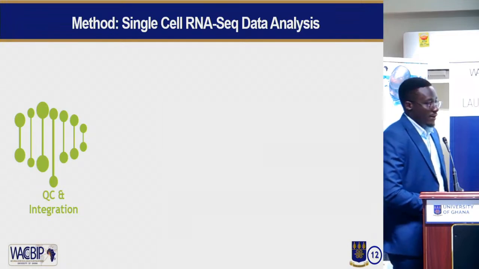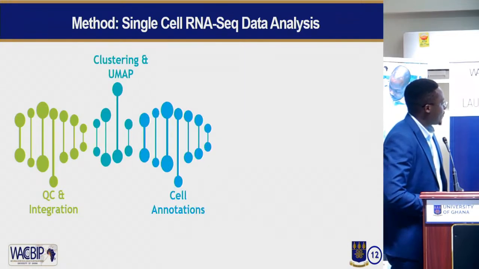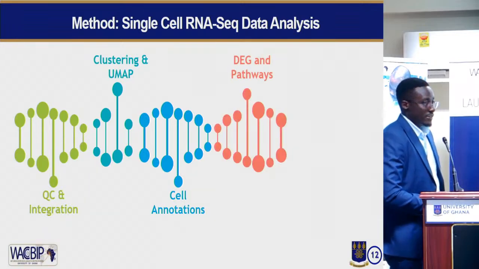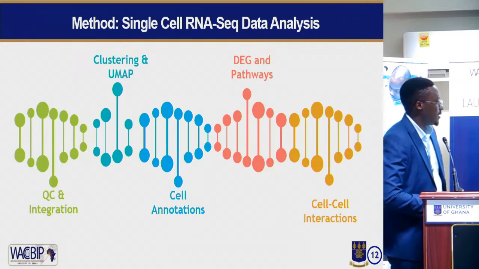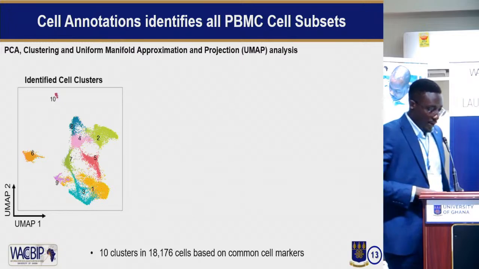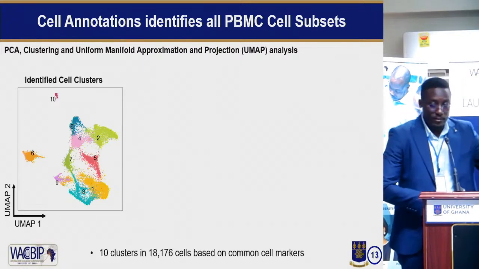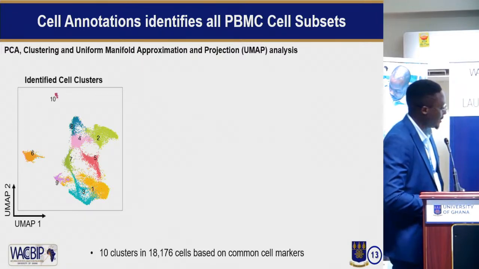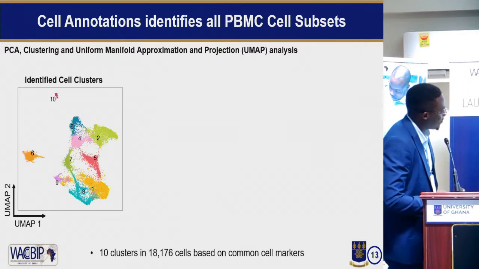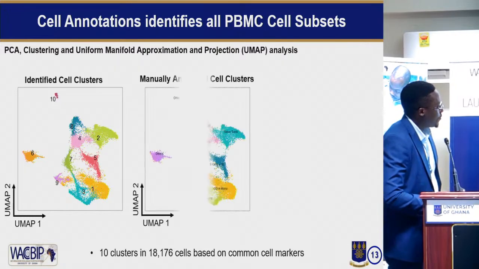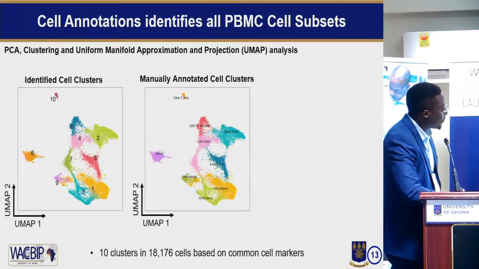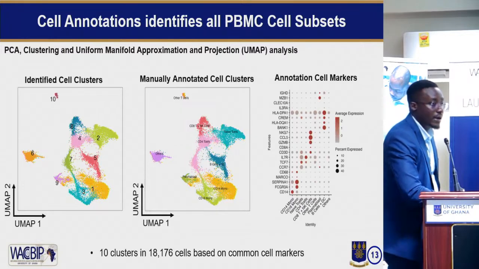In terms of the bioinformatic analysis, we did a bit of QC, we did clustering of these cell types, we did cell annotation, and we did differentially expressed pathways as well as cell-to-cell interactions. What I'm showing here is what we call a UMAP, and each dot here represents a distinct cell type. This is PBMC cells for both our cell groups. We tried to manually annotate these cell types using already known markers for the different cells.